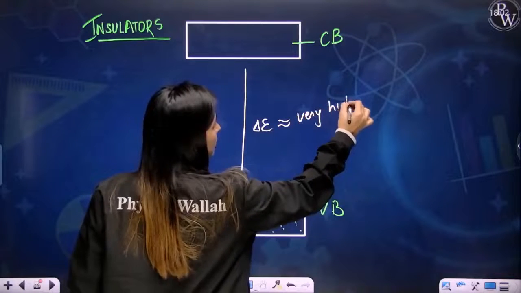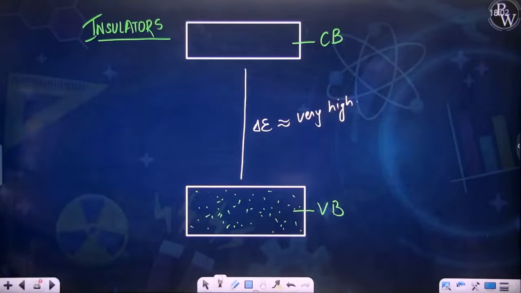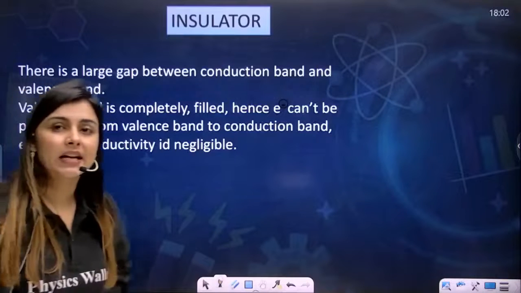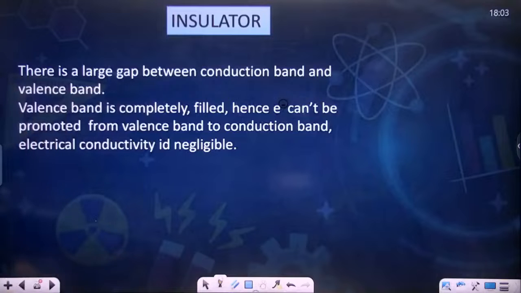Now, write it down. There is a large gap between the conduction band and the valence band. The valence band is completely filled. Hence, electrons can't be promoted from the valence band to the conduction band. Electrical conductivity is negligible. Okay, perfect.